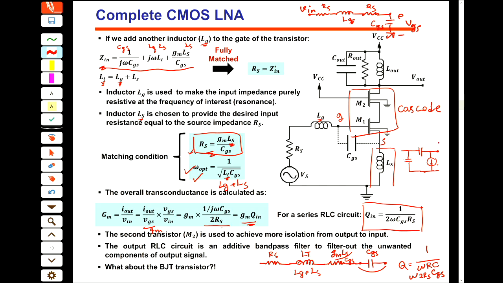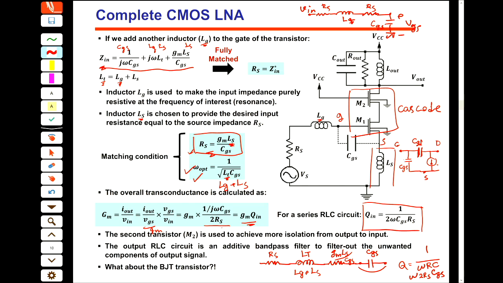So this is your drain, this is your source, this is your gate, and then this is CGD, and this is your CGS. Okay, and this is the current GM VGS. Because of this capacitor, we have a feedback from output to input, and this is what we don't like. We want the LNA to be a one-directional network.